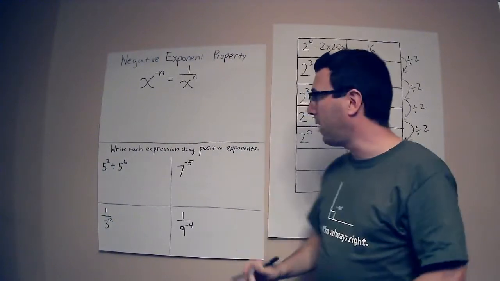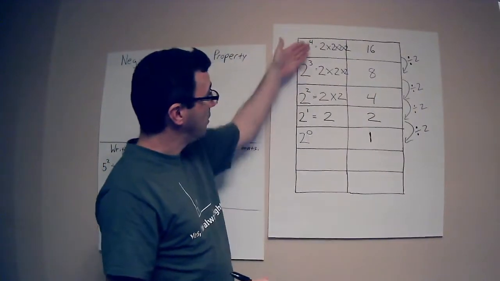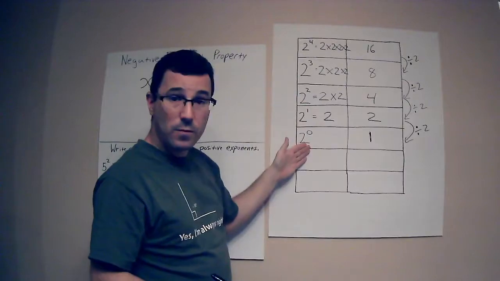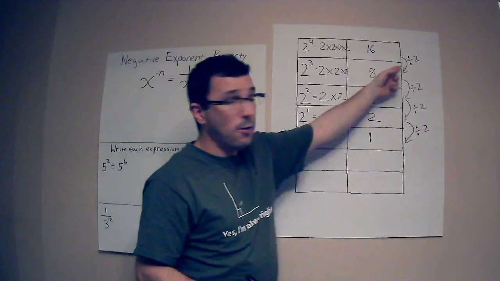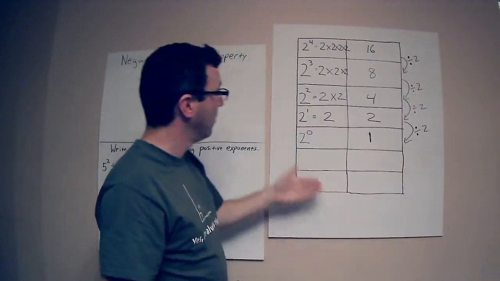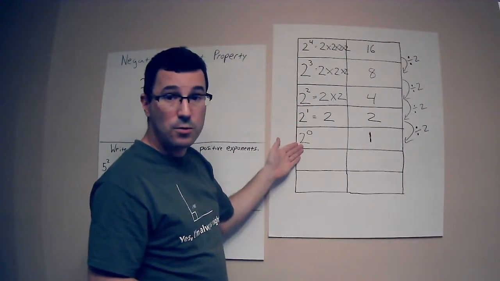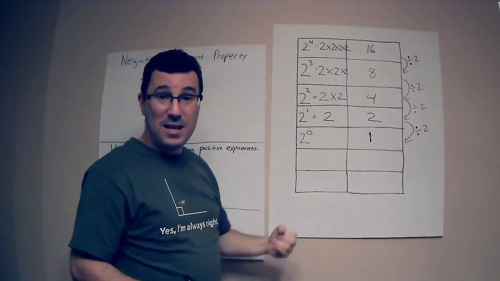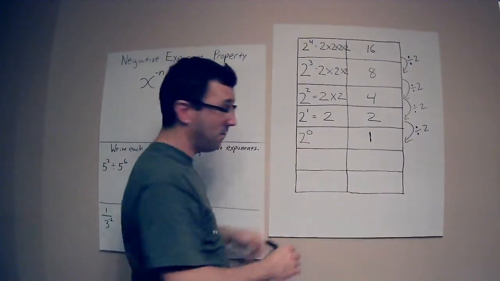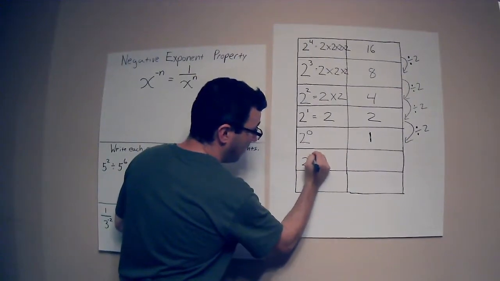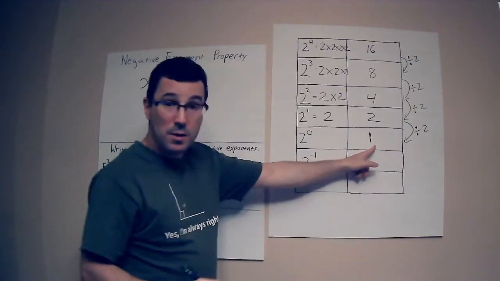Yay. Okay? So I'm going to go back to my little chart here. Each time we reduced our exponent by 1, we noticed that we divided by 2. So I've gone 2 to the 4th, 2 to the 3rd, 2 to the 2nd, 2 to the 1st, 2 to the 0. Now I'm going to take my exponent and subtract another 1. Well, 0 minus 1 is going to be a negative 1. And over here, I'm going to divide by 2.